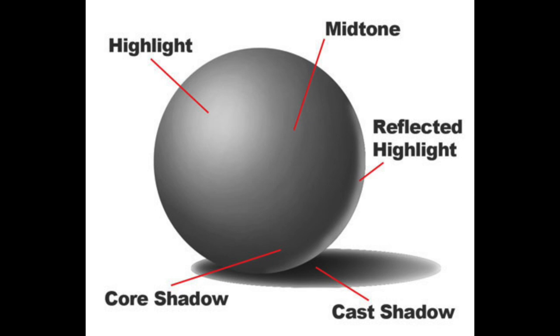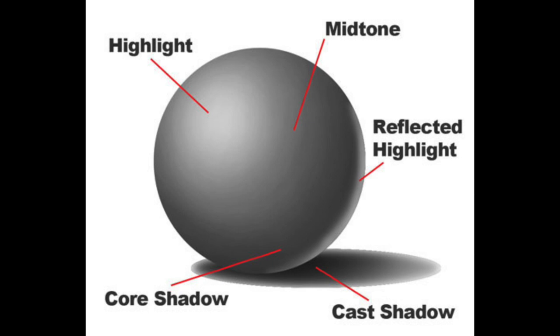And then beyond the core shadow, you'll see that we have reflected light. Now the way that light travels, it bounces off of the table, it bounces off of things around the room, and some of it bounces back onto the underside or the back side of the object. So you'll see that it gets a little bit lighter as it goes out to the back side.